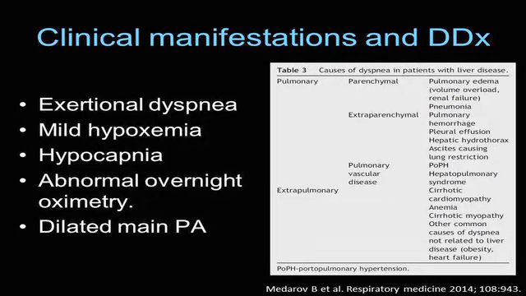This is an interesting slide. These patients with cirrhosis and porto-pulmonary hypertension present with exertional dyspnea, which is pretty common in patients with liver disease. As you can see here, there are lots of causes of dyspnea with exertion in patients with liver disease. Other things that you can see in these patients are mild hypoxemia, low CO2, abnormal overnight oximetry, and a dilated main pulmonary artery, but they're not specific to tell you that they have porto-pulmonary hypertension.